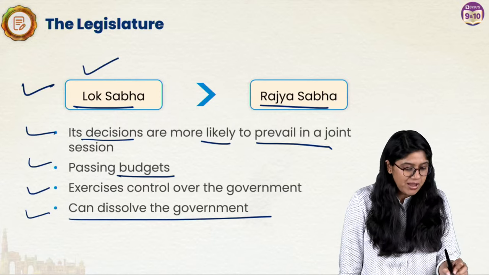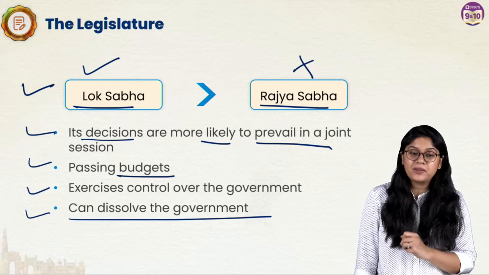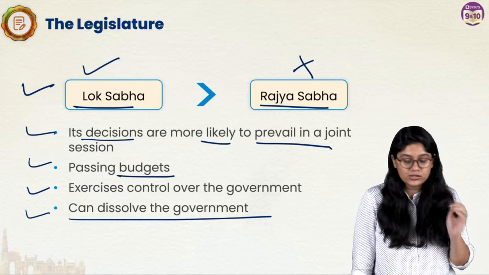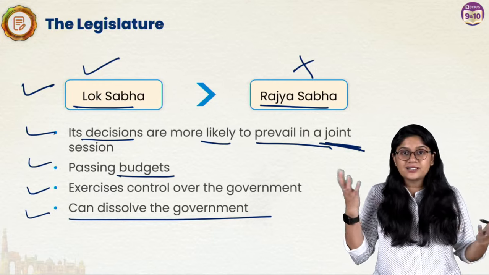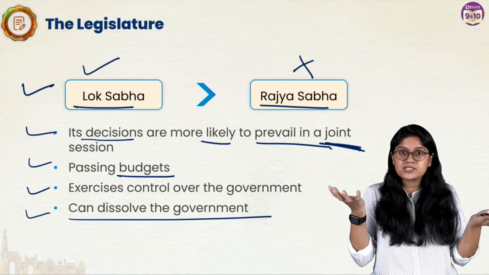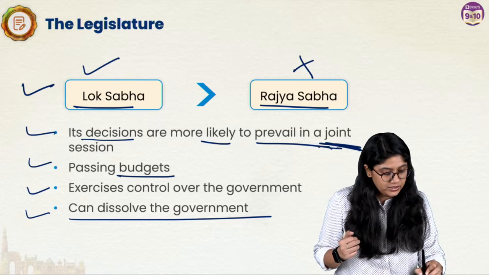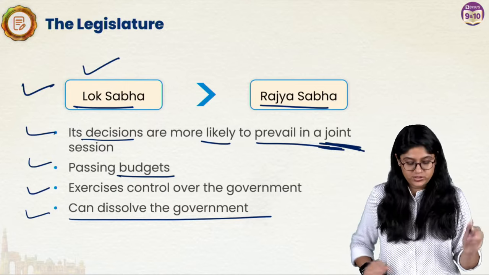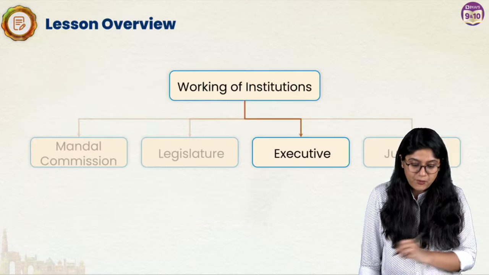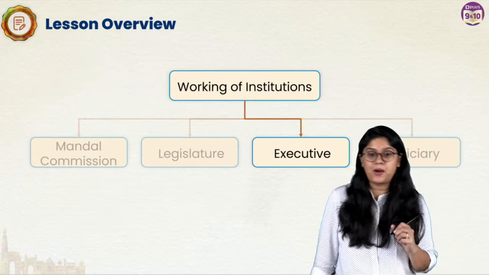If Lok Sabha has passed the bill and Rajya Sabha is not able to, again the voting will happen and they will have a joint session. Clear? In a place where we cannot reach a decision, we'll see a joint session where Lok Sabha and Rajya Sabha members will sit together and then they will vote. Okay. Now everyone, let's move ahead to the next part.